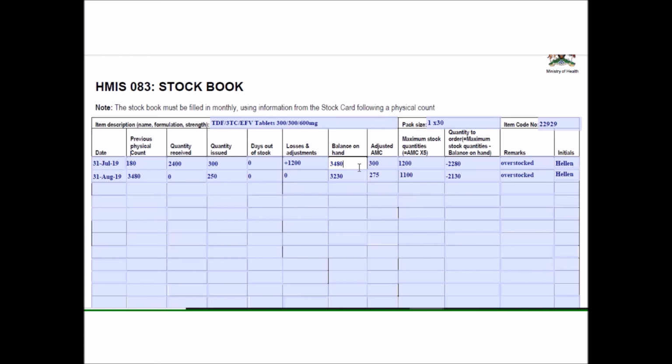And the stock book will help you do the mathematics, cross-check whether you're not missing out any entry that will give you unnecessary discrepancies. And then it will help you to establish what you need to order, so that you're not caught unaware at any given time that you've run out of stock.